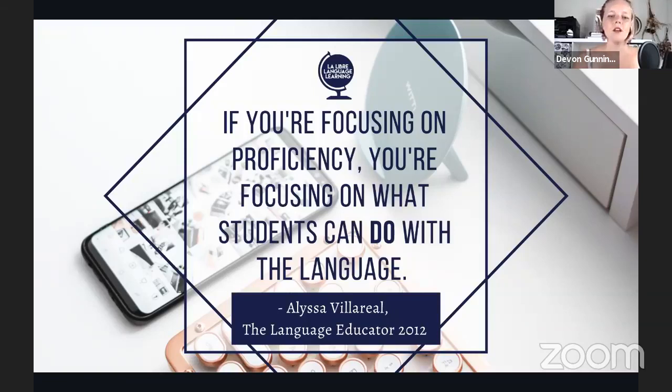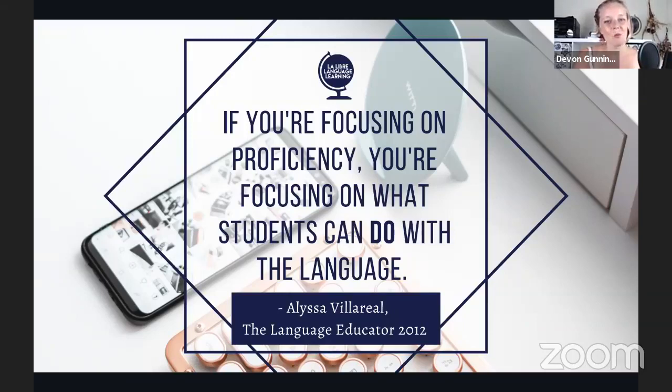What does that mean, though? According to Alyssa Villarreal from The Language Educator, which is published by ACTFL, it means that you're focusing on what students can do with the language. This doesn't feel very different from what a world language class should be about, but it's actually a really crucial difference, because if you look at many assessments you've been given over the years as a world language student, a lot of your measurements were probably based on what you knew about language, and most likely even language features.